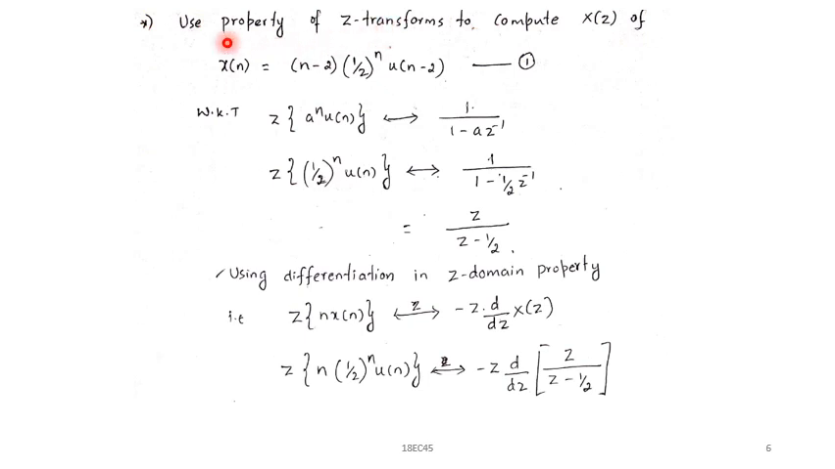The third problem is: use properties of z transform to compute X of z if x of n is equal to n minus 2 into 1 by 2 to the power n u of n minus 2. So this is my given signal, the input signal. I have to obtain the z transform of this by using the properties of z transform. And here you can observe in the equation, n minus 2 is there, and 1 by 2 to the power n u of n minus 2 is there. So the signal is shifted by 2 units.